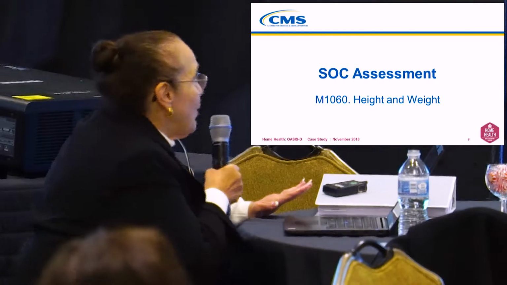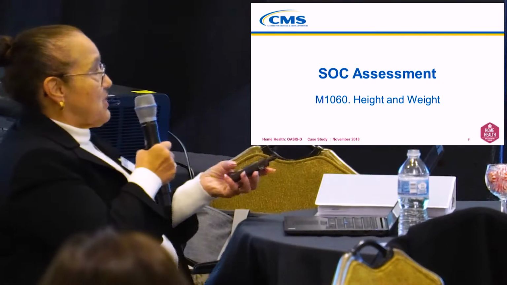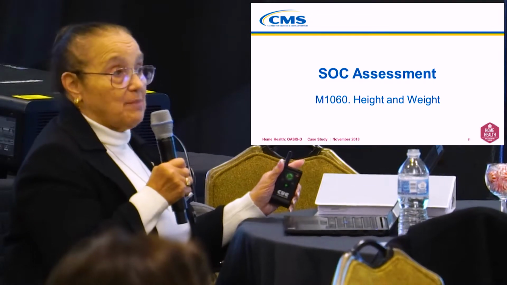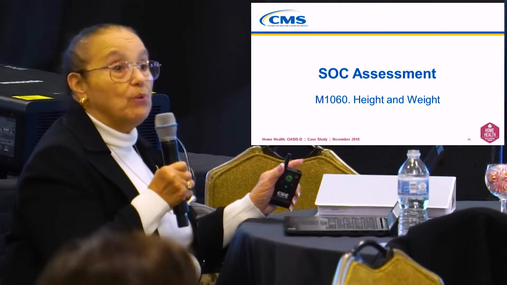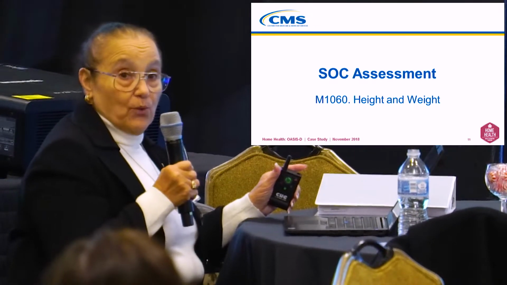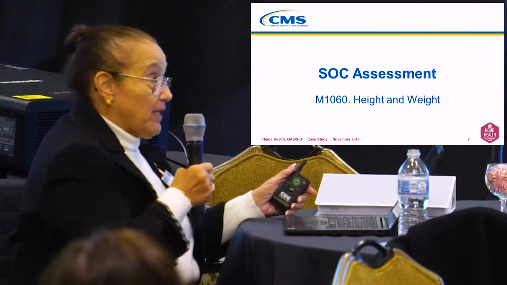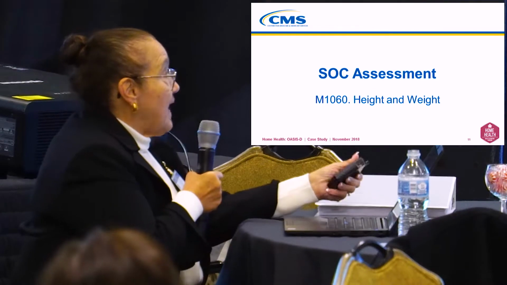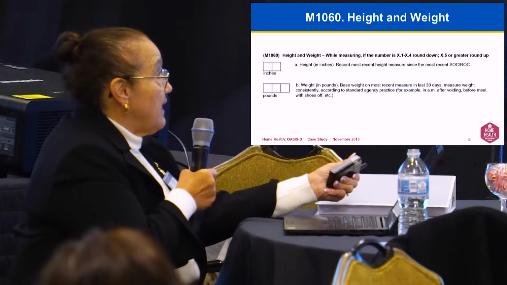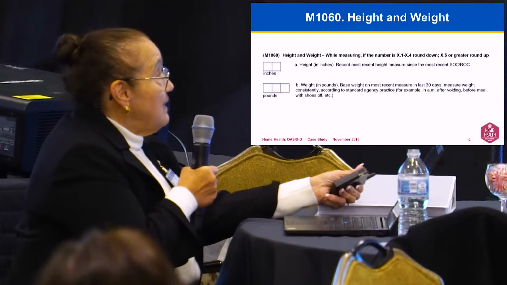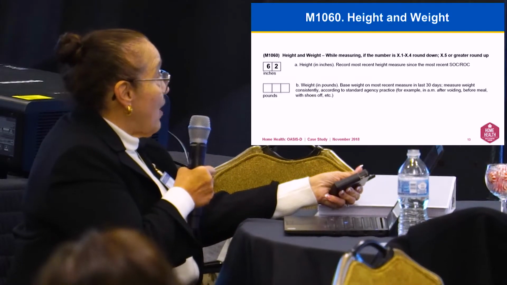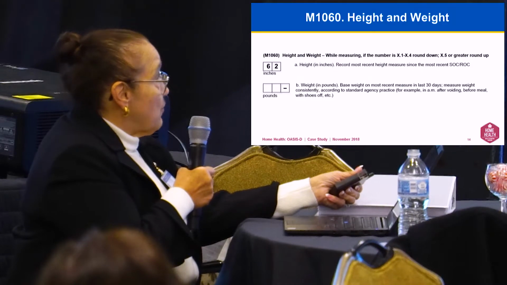That's right. Okay, so as we go through the start of care assessment, again, we don't have a lot of time, and I'm committed to getting you out on time. So we're going to go through this fairly quickly. The first item we're going to look at is M1060, the height and weight. From the case study, you will have entered 62 for height and a dash for the weight.